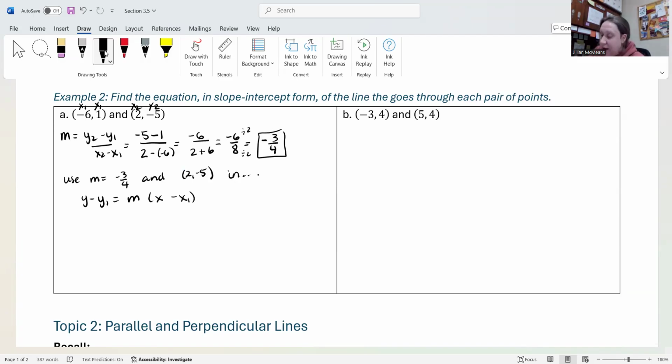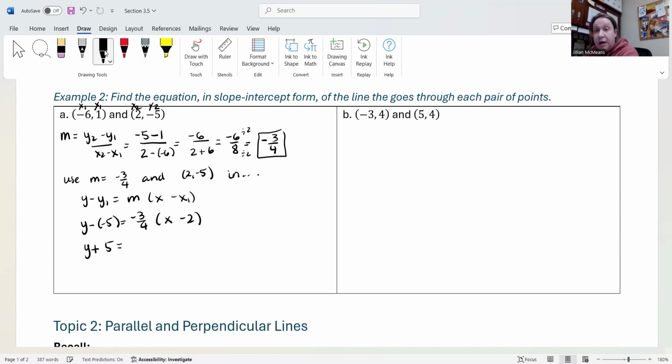So for my x1, y1, I've got 2 for x1 and then -5 for y1 in this formula. So I get y minus -5 equals m, which is -3/4 times x minus 2. In the next step, I'm going to simplify the double negative situation that I have on the left, and then I'm going to distribute my fraction on the right, okay? So instead of subtracting -5, I'm going to write that as just y plus 5.